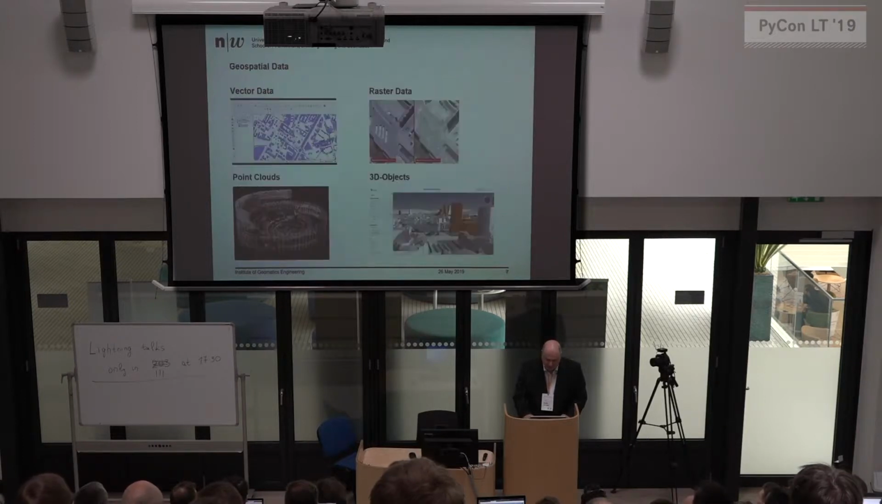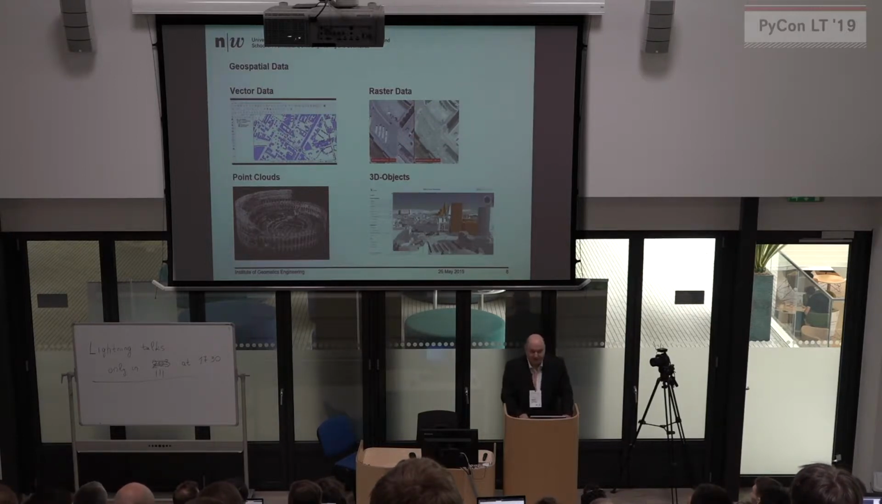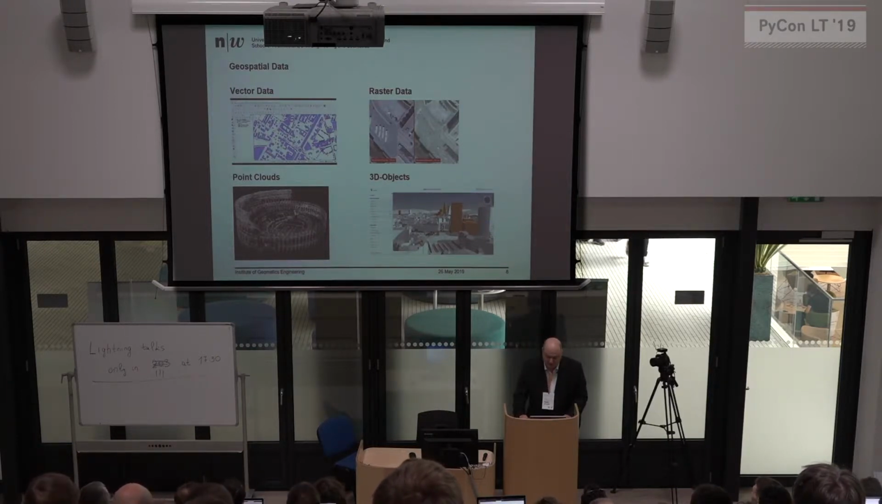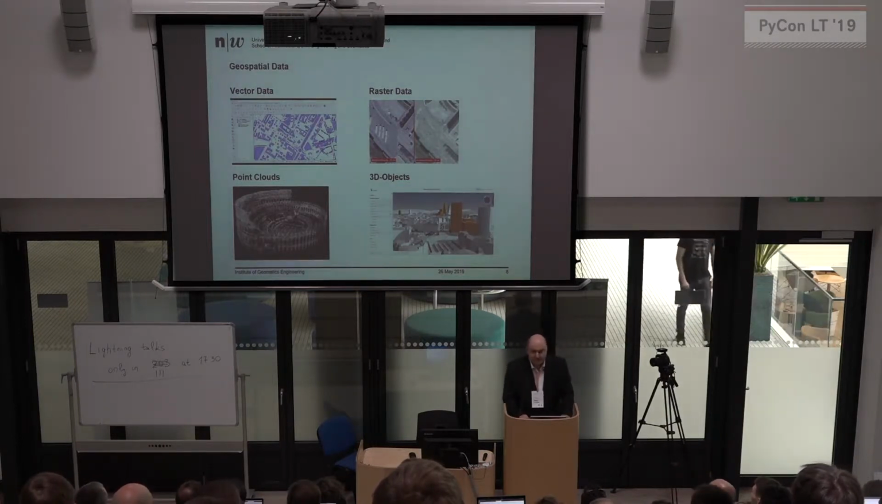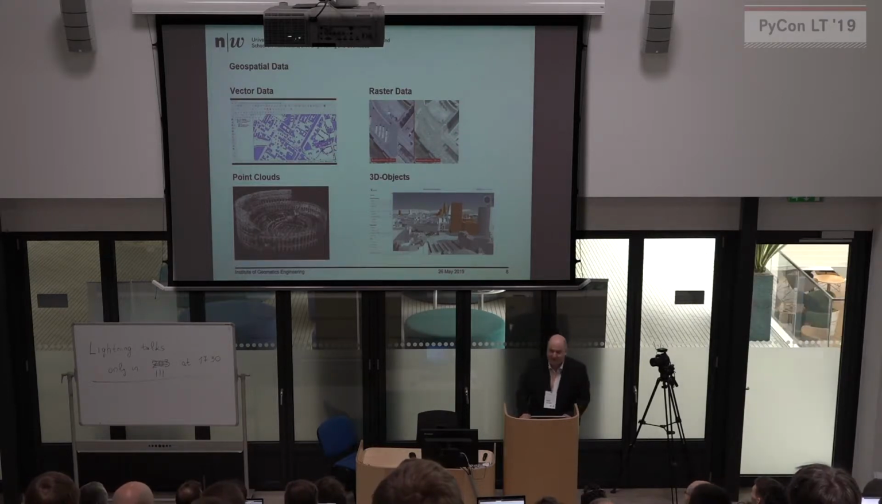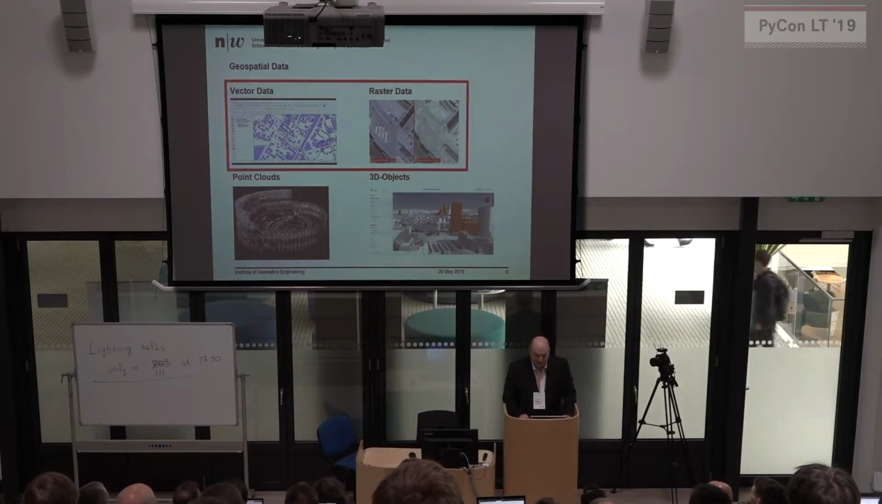So let me start. What kind of geospatial data am I talking about? Usually I make 4 categories of geospatial data. We have vector data, you know that, for example, here we have footprints of buildings. We have raster data. I'm from Switzerland, by the way, and in Switzerland we have at the moment 10 centimeter per pixel resolution orthophotos of the whole country. Another category are point clouds, and the 4th category would be 3D objects. However, I'm today only talking about vector and raster data.